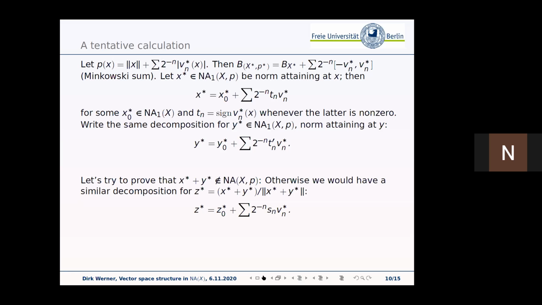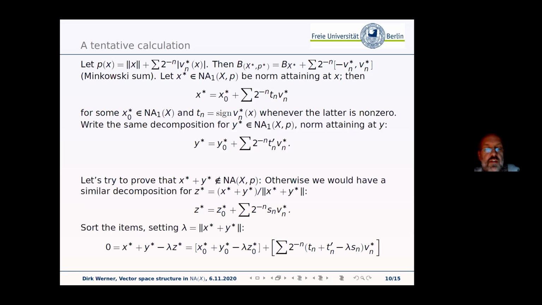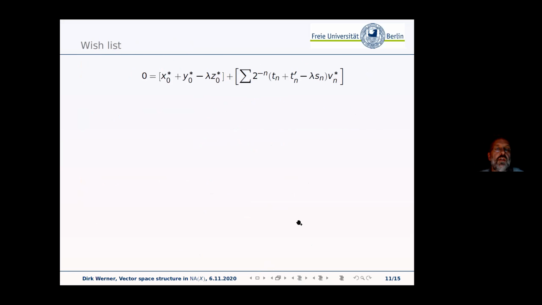So we got that. So since if lambda is the norm of the sum, lambda z star is exactly x star plus y star, we get that this sum is equal to 0. On the other hand, if we plug in the right-hand sides, we end up with this item. So let's continue. Here's where we ended up. So now we wish to draw conclusions from that. And first of all, we have two brackets whose sum is 0. And the first thing we wish to conclude from that is that both brackets are 0.